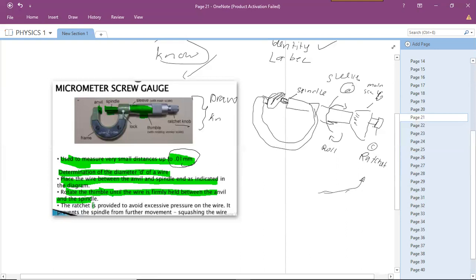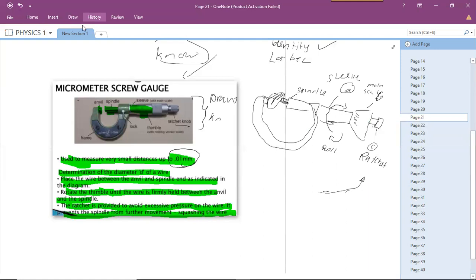The ratchet is provided to avoid excessive pressure on the wire. It prevents the spindle from further movement, squashing the wire. So it will give you a warning sound. Ratchet, it will be like, tick, tick, tick, tick. All right, okay, meaning it's ready. The object has been held firmly, meaning now we're able to take the measurement.